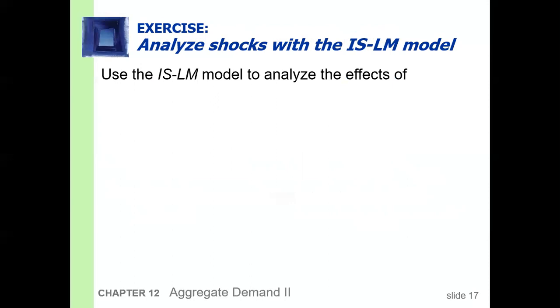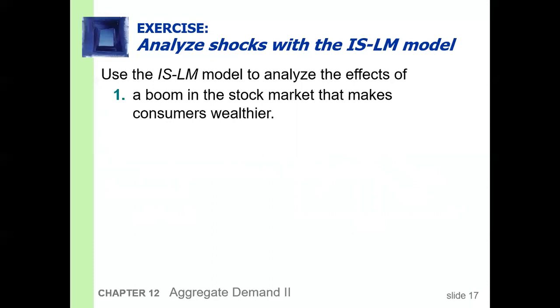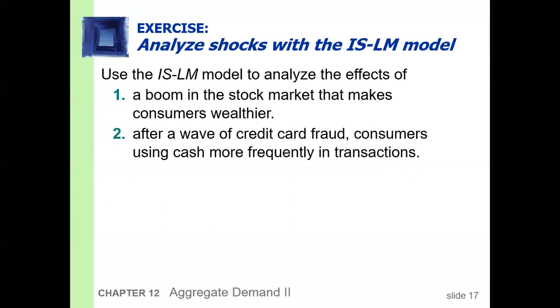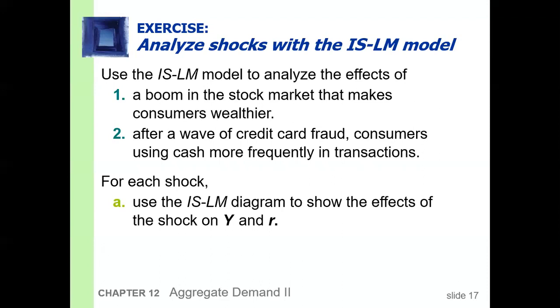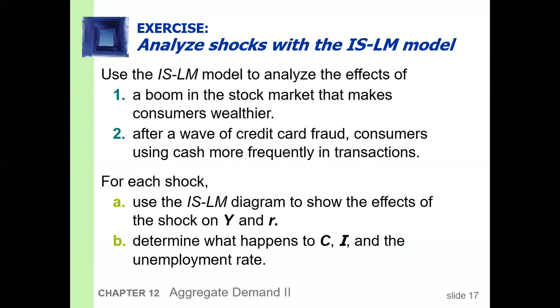An exercise to analyze shocks with the IS-LM model. I think this is an assignment for you; this example you can do. Use the IS-LM model to analyze the effects of a boom in the stock market that makes consumers wealthier. What will happen then? They will buy more. There is a change in the goods and services market. What will happen with the IS curve? After a wave of credit card fraud, consumers use cash more frequently in transactions. What will happen to the LM curve? For each shock, use the IS-LM diagram to show the effects on income and the interest rate, as we saw in the previous examples. Also determine what happens to consumption, investment, and the unemployment rate.